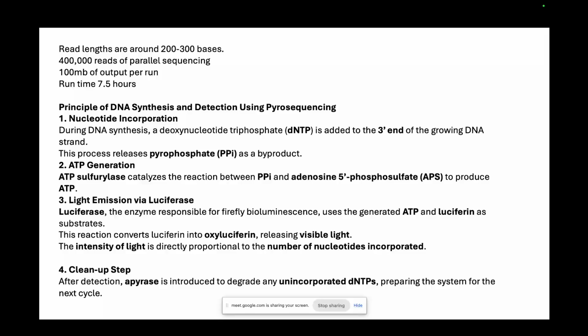One thing to note is the intensity of the light is proportional to the number of nucleotides incorporated. Homopolymer regions of the genome are regions where you have the same nucleotide repeated multiple times. Generally we have short homopolymers, around 4 to 6 base pairs, and slightly larger homopolymers greater than 10 or 11 base pairs, so the same A repeated 10 or 11 times.